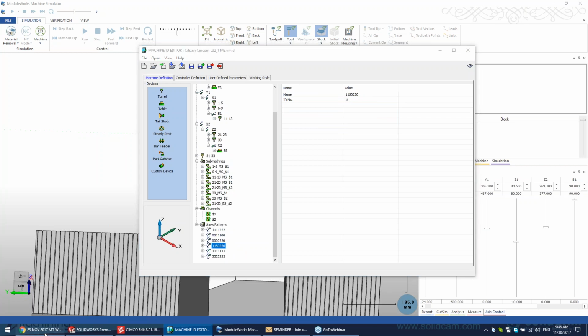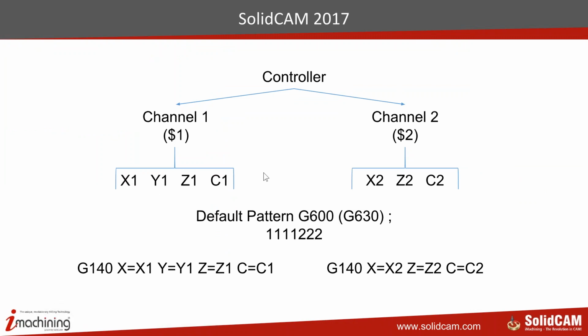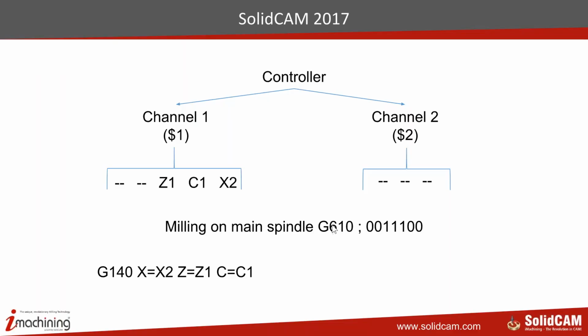Let's go again here and see. So this is the default pattern G600. The next pattern is G610. I will use Z1, C1, and X2 in channel 1. X1 and Y1 are not used. In channel 2, nothing. Okay, this is the second pattern.